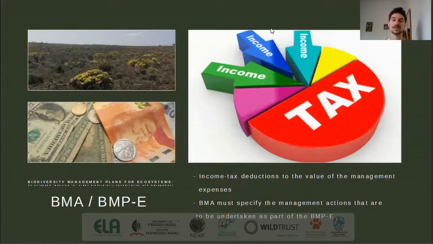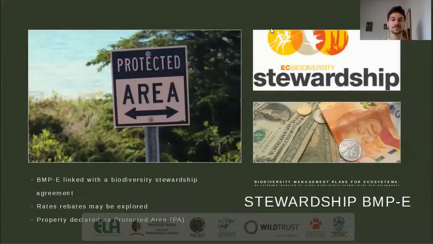So the BMA must specify which management actions specifically are going to be claimed back against tax, and depending on the feasibility of that, it will be decided whether a BMA is a feasible option or not.